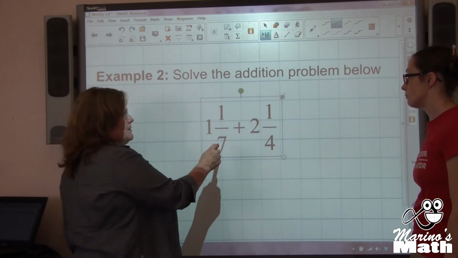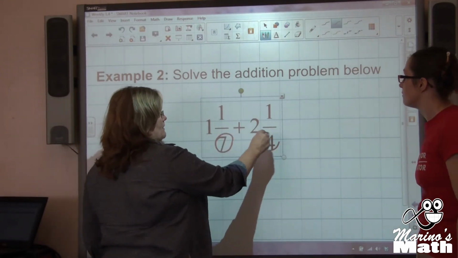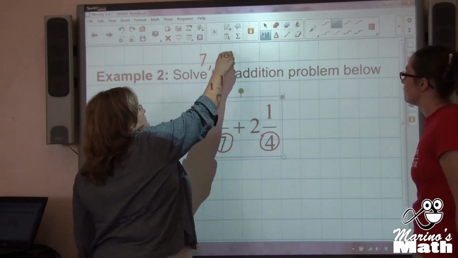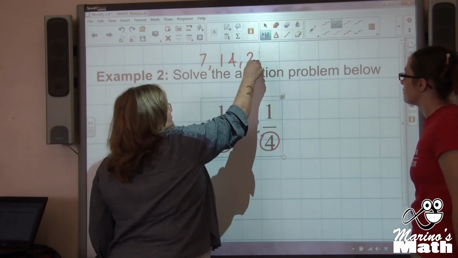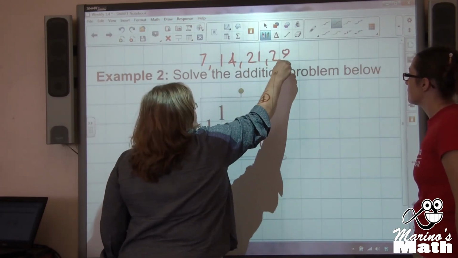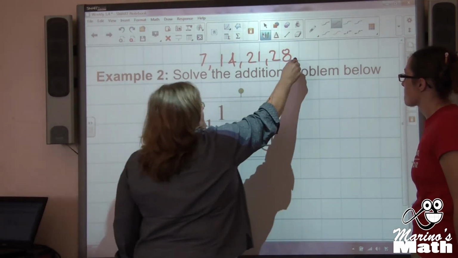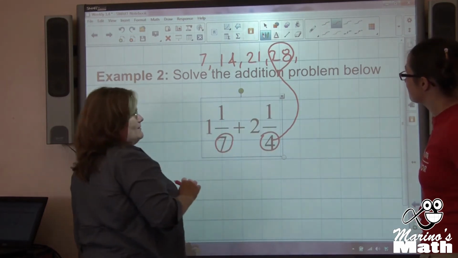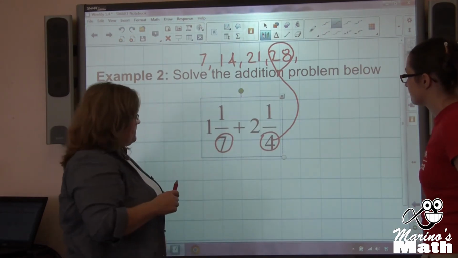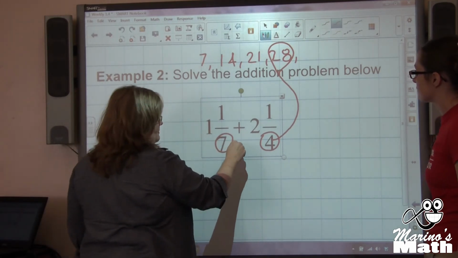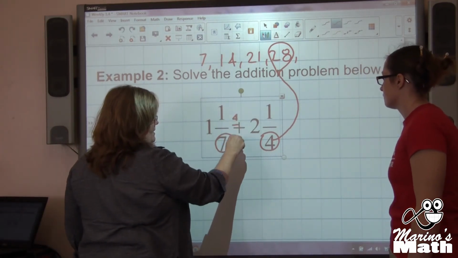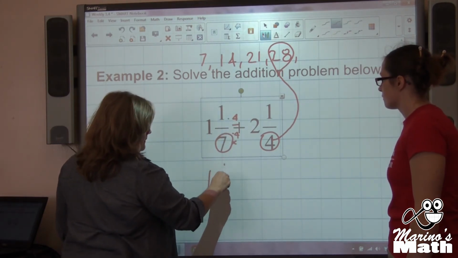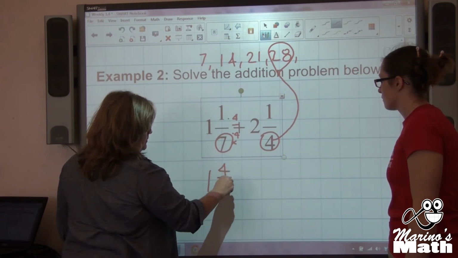As I recall, we looked at the two denominators and we saw which one was bigger. And then we started skip counting on that one. So we said 7, 14, 21, 28. These are just 7's multiplication tables. And I think that 4 will go into 28 7 times. Perfect. So for this one, we're going to multiply it by 4 over 4. And multiplying across here, we'll have 1 and 4 28ths.